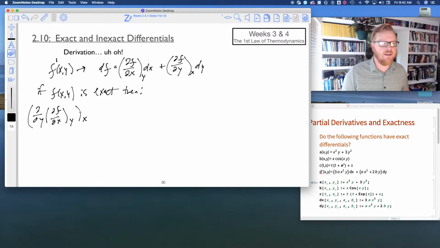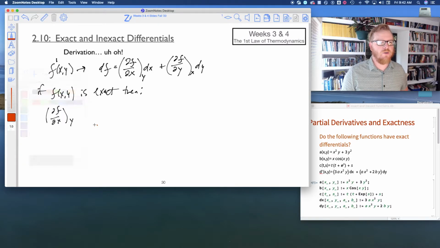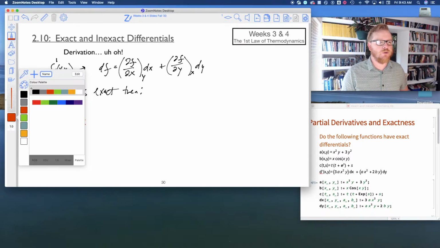Actually, you know what would be a really good idea? To change colors so I can show you this. Let's get that nice bright red color. Okay, so I have this first derivative of f with respect to x at constant y. Now, if I take the second derivative of this function, now with respect to y, all at constant x, okay? If this is an exact function, or has an exact differential, rather, then the following must be true.